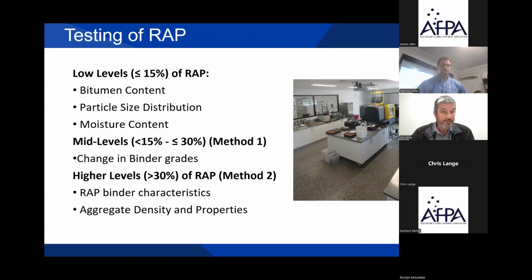More or less defined as low levels is 15% or under, mid levels 15 to 30%, and higher levels, which is 30% plus. So we do need to treat RAP differently depending on what level of RAP we're putting into the asphalt, and I will go through each of them shortly. But the main testing is the bitumen content, particle size distribution, and moistures. And in the mid levels, we look at the virgin grade of binder. And then in the higher levels, we look at the RAP binder characteristics, as well as the final bitumen properties.